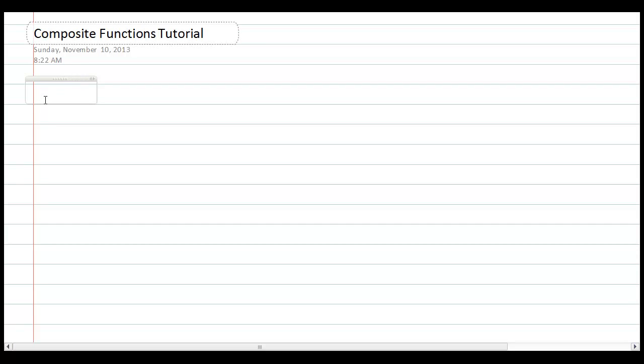Today we're going to talk about composite functions. And before we get started with that, I just want to remind you guys what a normal function is.